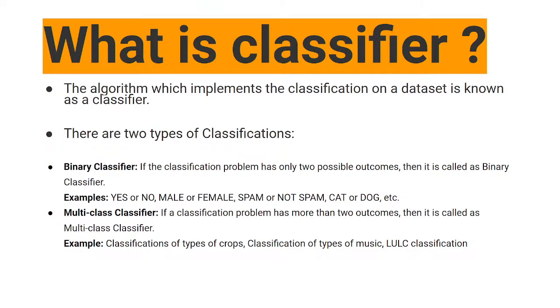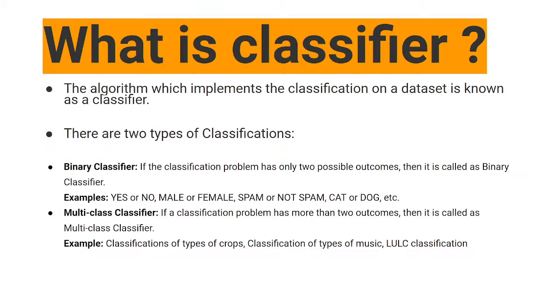For the supervised machine learning method, we can use a lot of classifiers, such as random forest, support vector machine, classification and regression trees, and also minimum distance. So these are the classifiers we need to use. Mainly, a classifier is an algorithm that implements the classification on a data set. Okay, so that is a classifier.